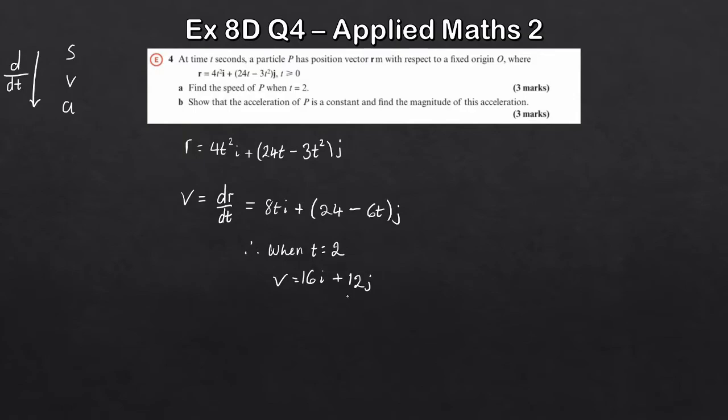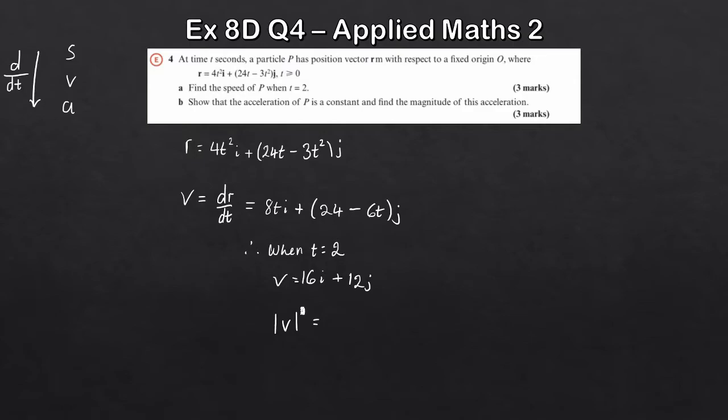But remember, we're looking for the speed of P. So how do we go from the velocity to the speed? Well, we just take the magnitude of it. So, for example, that'd be the magnitude of v like that. So how do we work out that? Well, just squaring both of these here and then taking the square root.